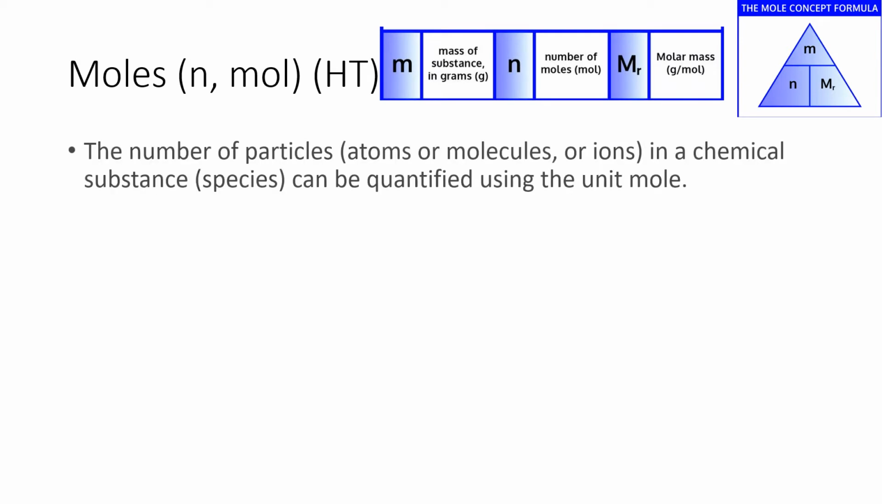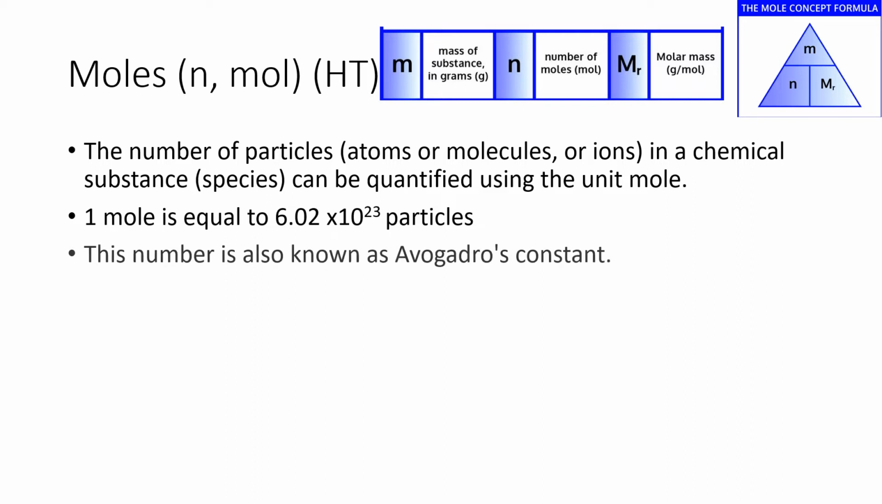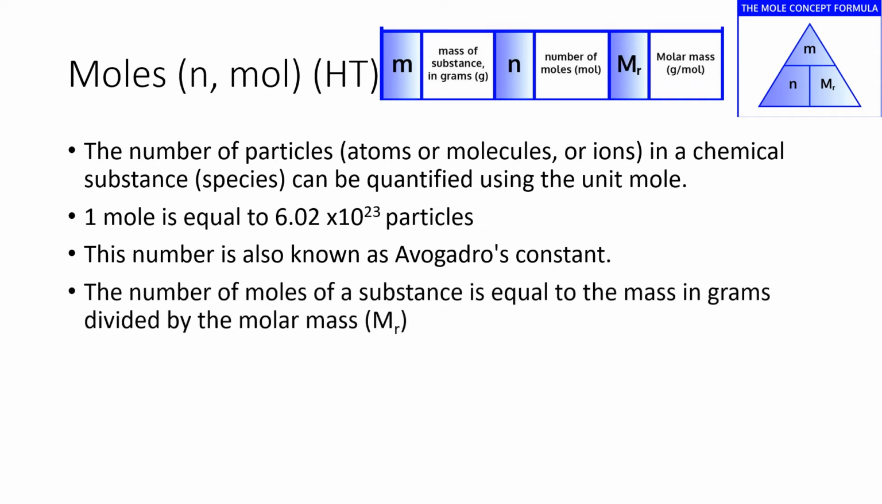Moles. The number of particles or atoms or molecules or ions in a chemical substance species can be quantified using the unit mole. 1 mole is equal to 6.02 times 10 to the power of 23 particles. This is a really big number. This number is also known as Avogadro's constant. The number of moles of a substance is equal to the mass in grams divided by the molar mass. Now, the molar mass is similar to the relative formula mass of a molecule.